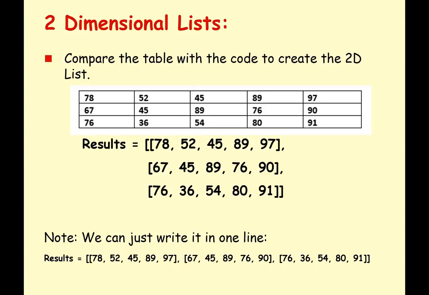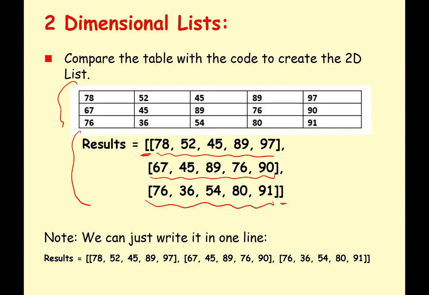Let's take a look. So again, we've got the data, and here is my list of lists. So I'm going to call it results because maybe it's test results. So again, I'm going to start my list with a square bracket, and I'm going to close it with a square bracket at the end. And then inside it, I'm going to have 1, 2, 3 lists. Each list has its own set of square brackets to begin and end it. And I'm going to separate each list by using a comma.